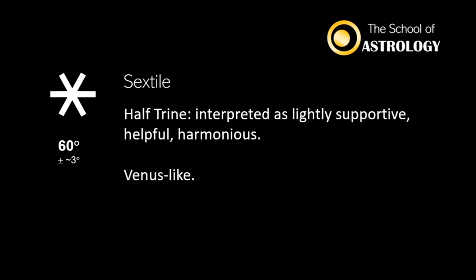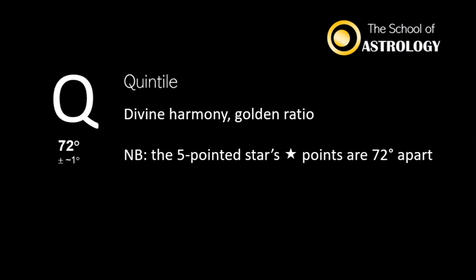This is how you would work it. It's a helpful and harmonious aspect and has Venus qualities. While the trine has Jupiter qualities, the sextile is Venus-like. Now we come to the aspects that are not in the category of the main aspects, but also still stronger and relevant aspects. First up, the quintile.